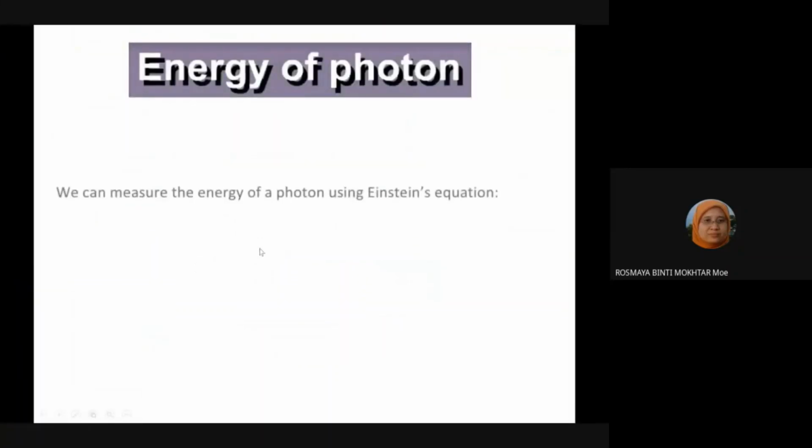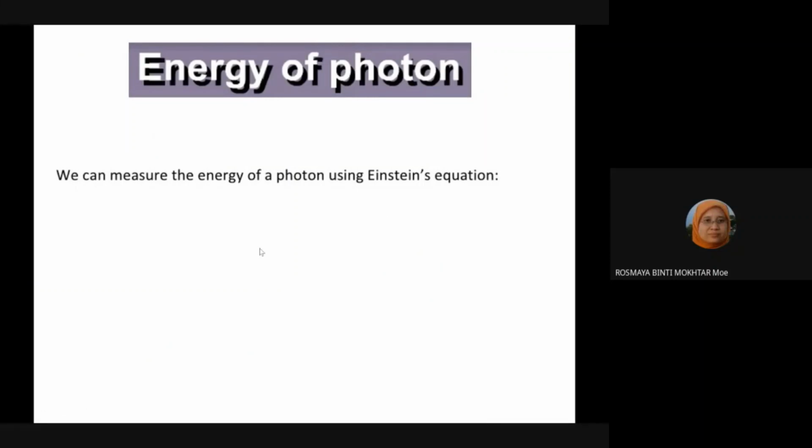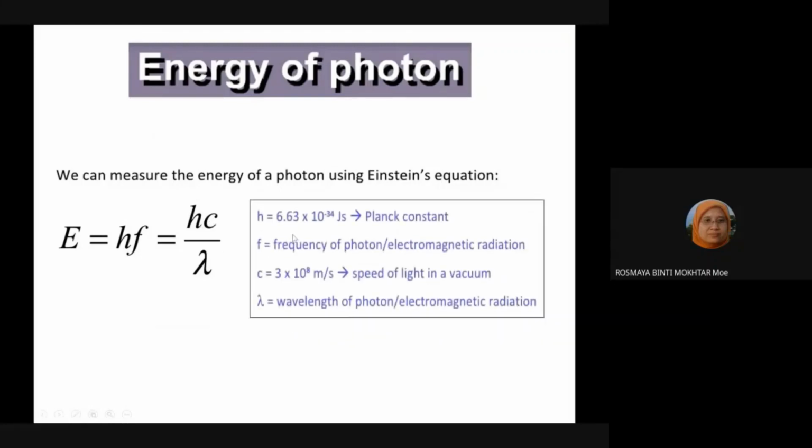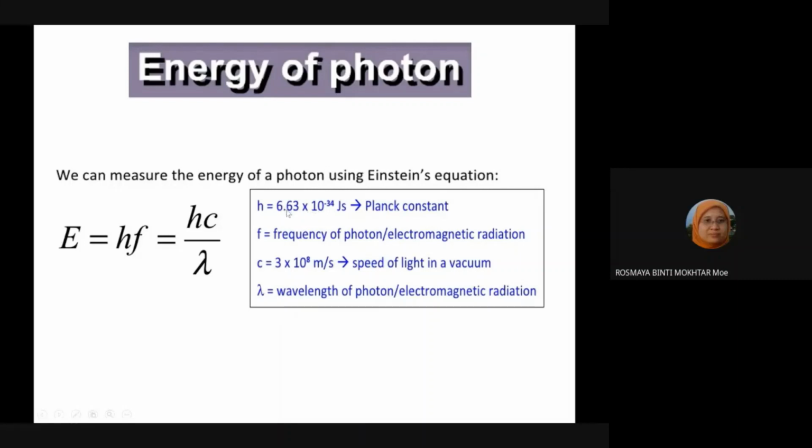Energy of a photon, we use the Einstein equation. This is called the Einstein equation: E equals hf, energy of a photon, h times f. And f is c per lambda, from the equation v equals f lambda. The speed of the light, we use c instead of v, so it becomes hc per lambda. h is the Planck constant, the value is 6.63 or 6.626 times 10 to the power of negative 34 joule second.